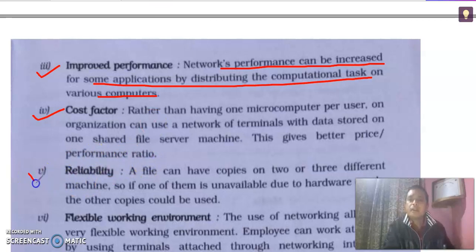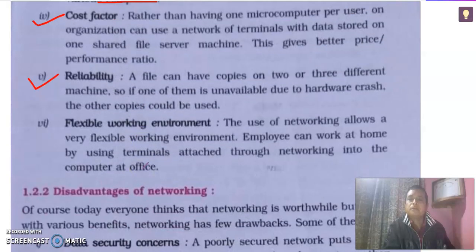Next is reliability. Once being in the network, the information we get or share is always from a reliable source. A file can have copies on two or three different machines. So if one of them is unavailable due to a hardware crash, the other copies could be used. So we can have multiple copies in different computers which are in a network, so we can have backup facilities.